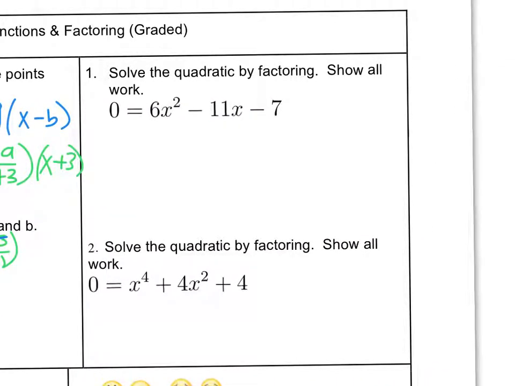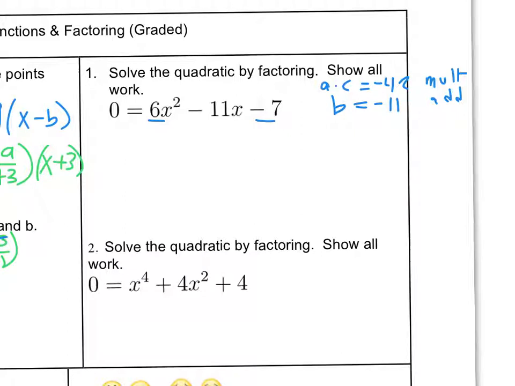For the next problem, number 1, we're going to be solving the quadratic by factoring. Here we've got 0 is equal to 6x squared minus 11x minus 7. And I'm going to start by multiplying those two terms together. So a times c is going to be negative 42. And I'm looking for things that add up to negative 11. So I'm going to multiply to negative 42 and add up to negative 11.